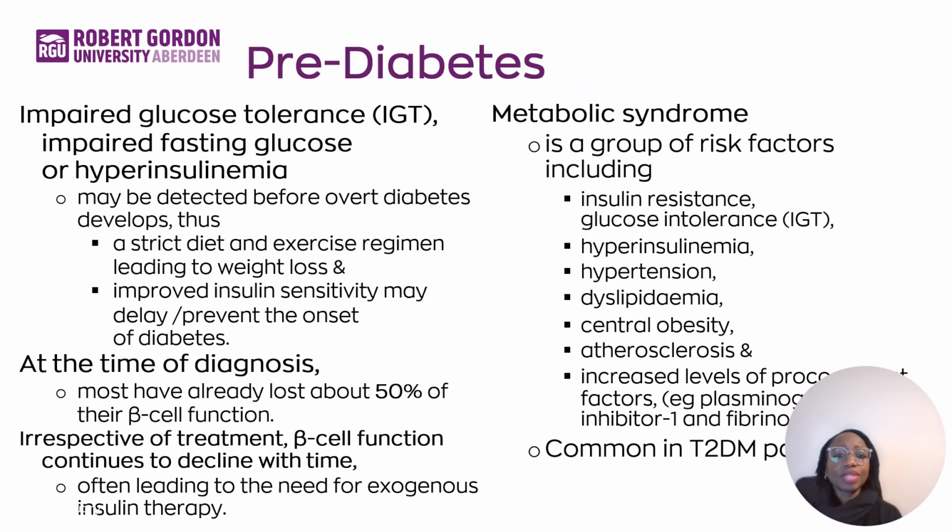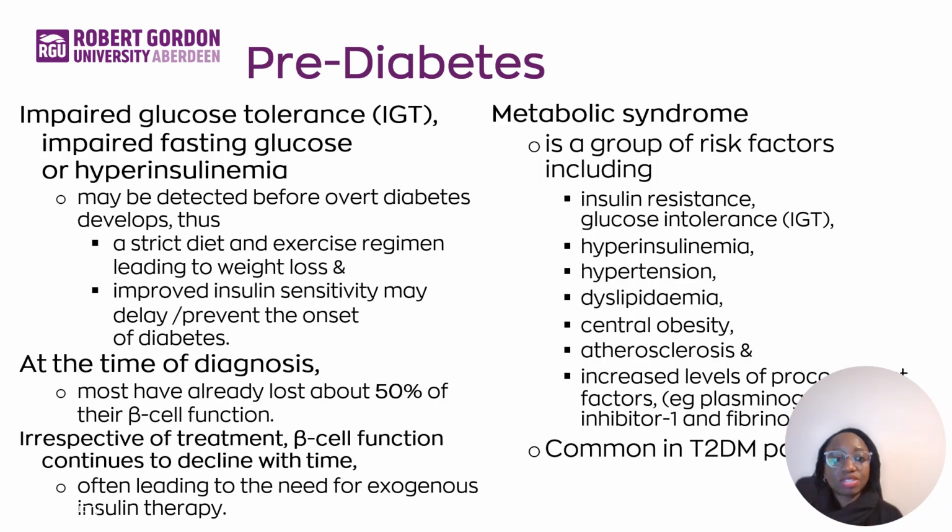Okay. So over the years, we've also determined there are some pre-diabetes factors, and these ones could be reversed if they're caught earlier, if somebody is diagnosed earlier. So impaired glucose tolerance or impaired fasting glucose or hyperinsulinemia may be detected before overt diabetes develops. Thus, a strict diet and exercise regimen leading to weight loss and improved insulin sensitivity may delay or prevent the onset of diabetes if this is caught early.